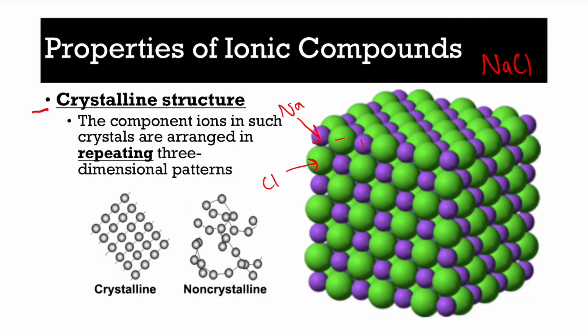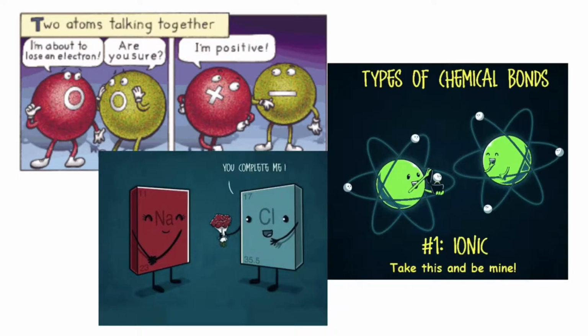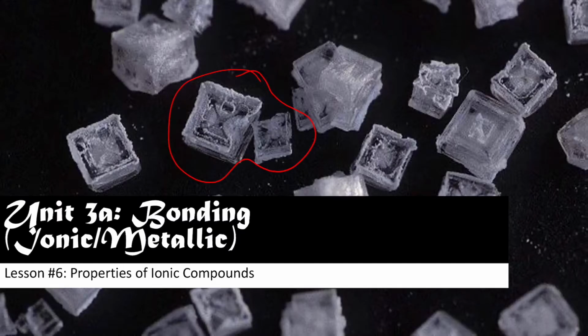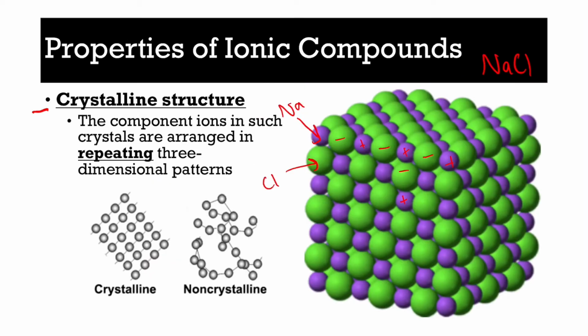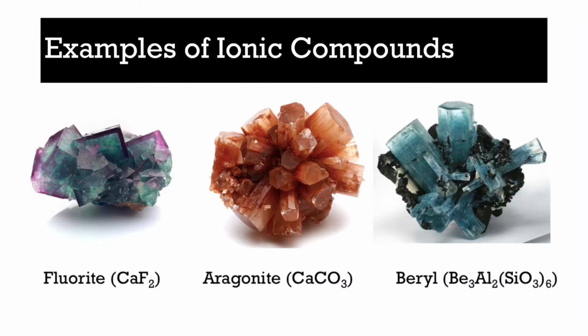And again, you have positive, minus, just kind of like this, very highly organized. So they build these 3D crystalline structures. And that is what this is showing here, the 3D crystalline structure of salt. So that's what it actually looks like under a microscope. Okay. So here are some other examples of ionic compounds.